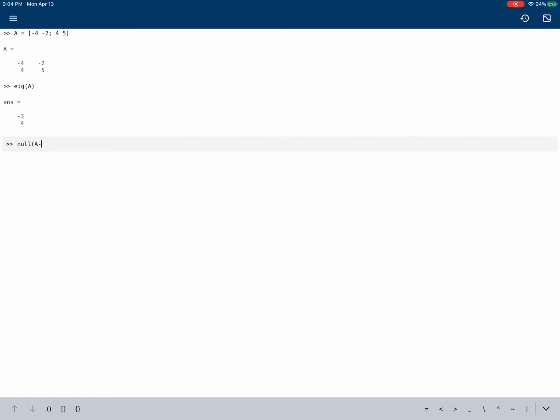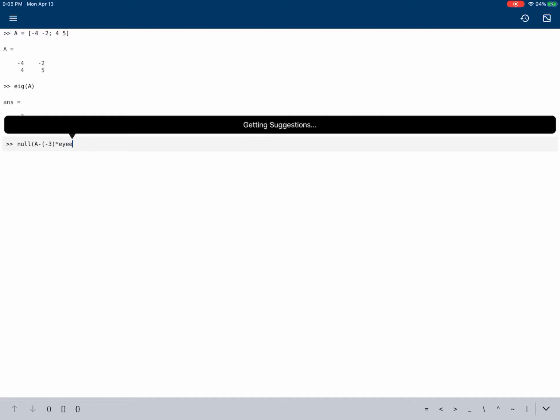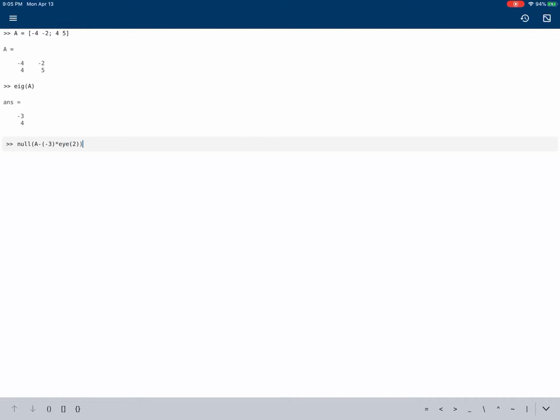Right? And I can go ahead and then compute the null space, A minus negative 3 times I, the 2 by 2 identity matrix I. And voila, I do indeed have a non-trivial kernel here, but that's because I chose very specific numbers for this matrix A. In general, this is going to be really hard for the computer to come up with any sort of accuracy. So then I can do A minus 4 times the 2 by 2 identity matrix, and sure enough, I get a non-trivial kernel here as well.